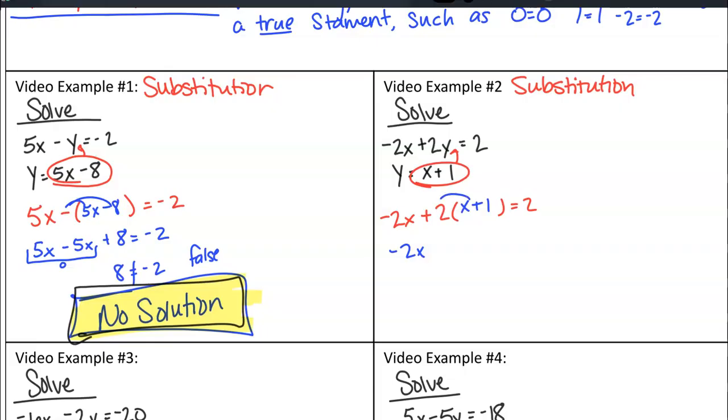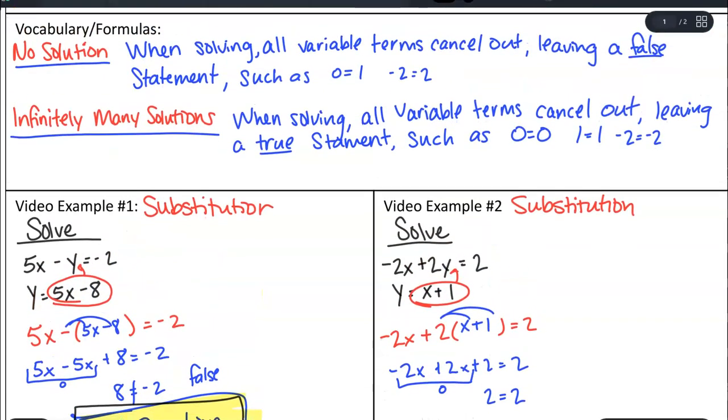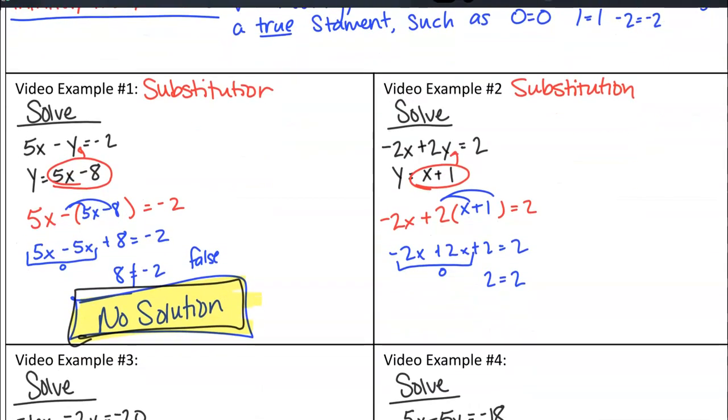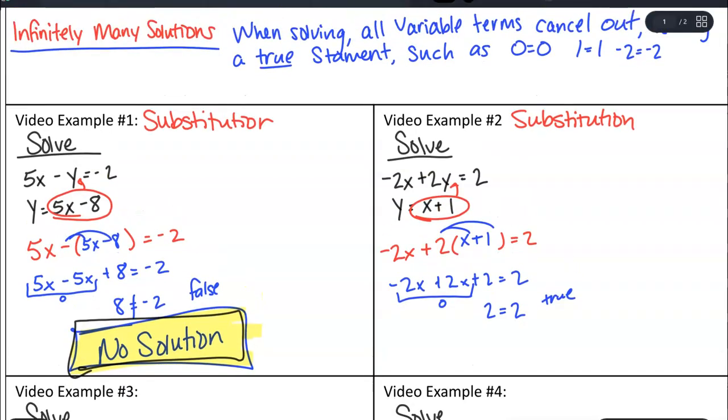Simplify and solve. Distribute. Combine like terms. Negative 2x plus 2x is 0, leaving us with 2 equals 2. I didn't even give you a chance to guess. So all of our variables canceled out. Is this a true statement or is this a false statement? Is 2 equal to 2? Absolutely. If you have $2 and I have $2, we have the same amount of money. So this is true, which means our solution, our answer, is infinitely many solutions.